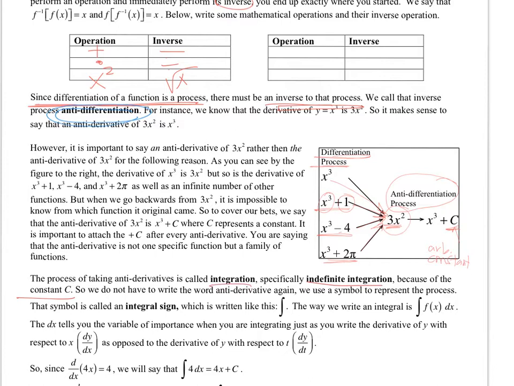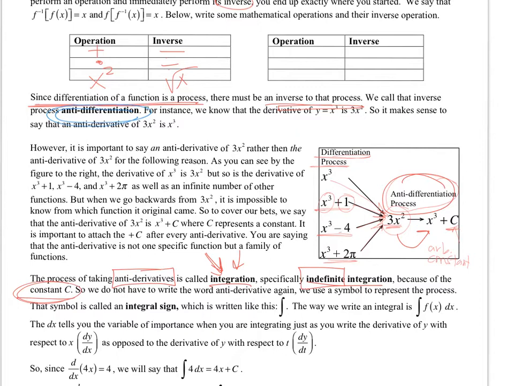So the process of taking the antiderivative is called integration. We use the word antiderivative, but the process of taking the antiderivative is called integration. Really what we just did here is we integrated. Okay, we took the antiderivative, we integrated. And what we're doing right now is indefinite integration because we don't know what that constant c is.